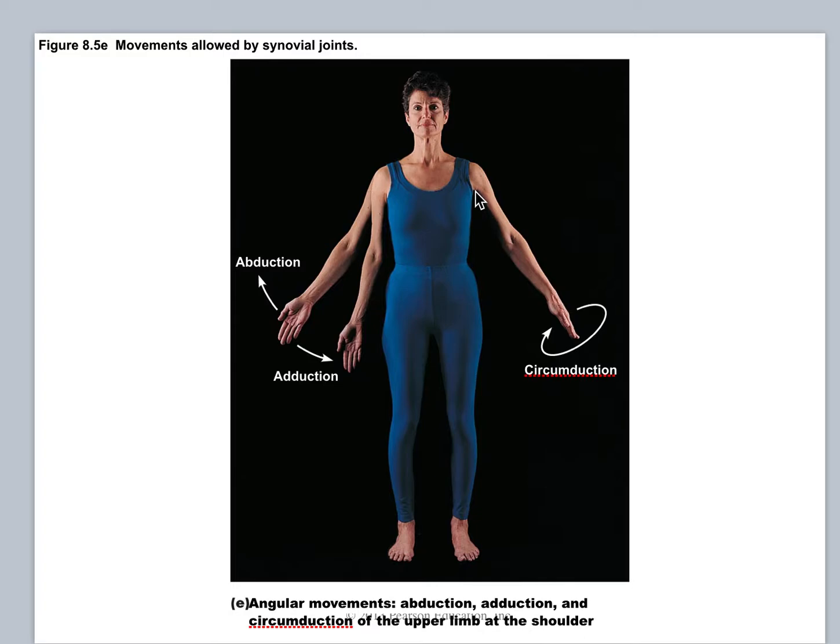This is because this is a ball and socket joint, so there are more degrees of freedom of movement with this type of joint. And here's abduction, adduction. Abduction is taking the arm away. Adduction is bringing the arm back.